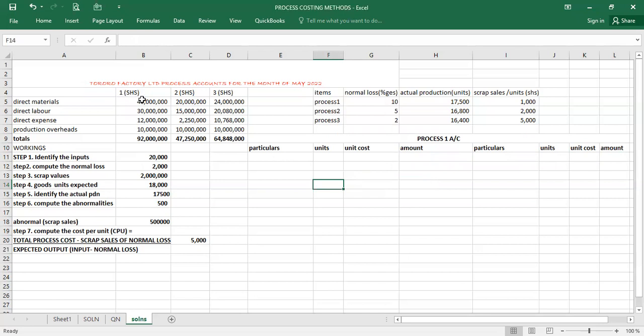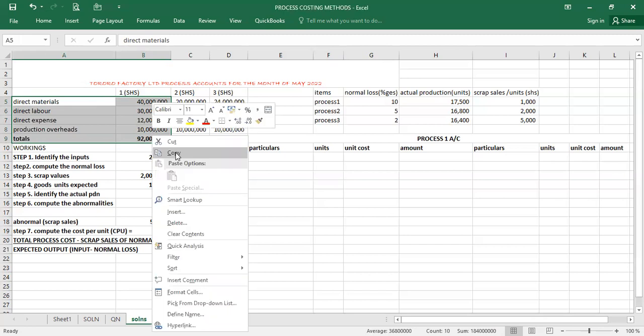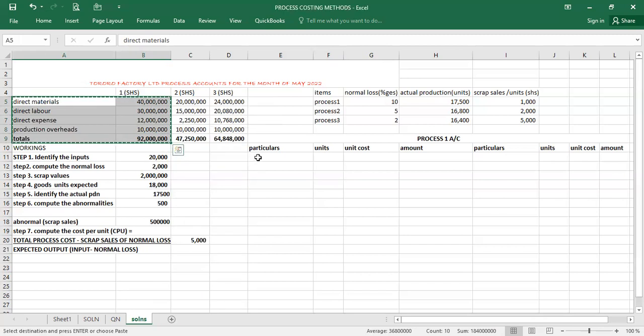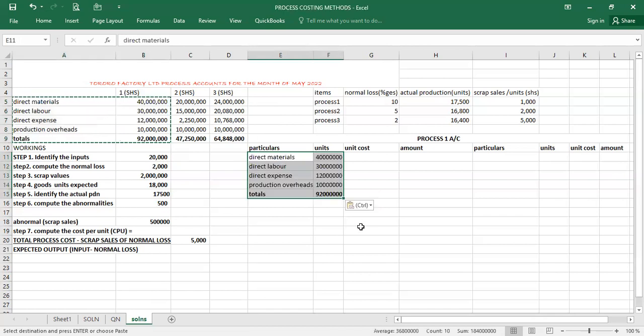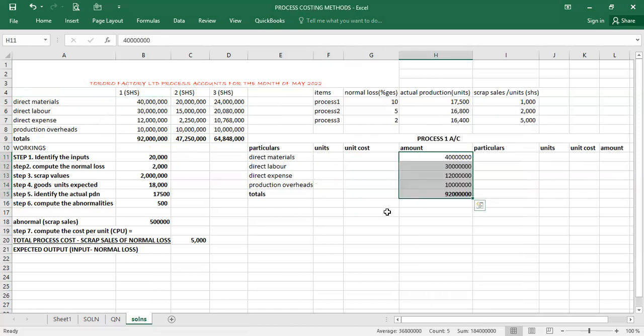We can just copy these ones. We copy them from there, we paste them here. Remember, these ones we need on the other side, not here. We can cut that one off and paste it here. That's where we want the values. Now we have what we need.